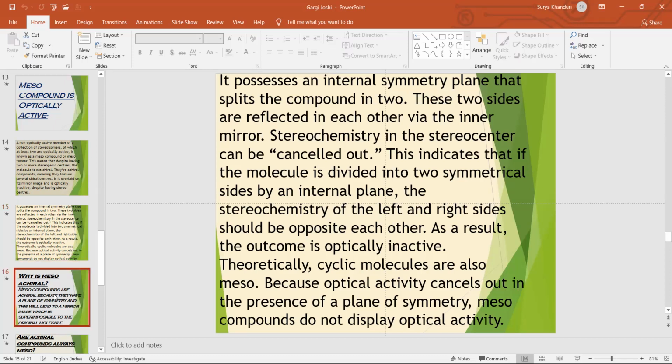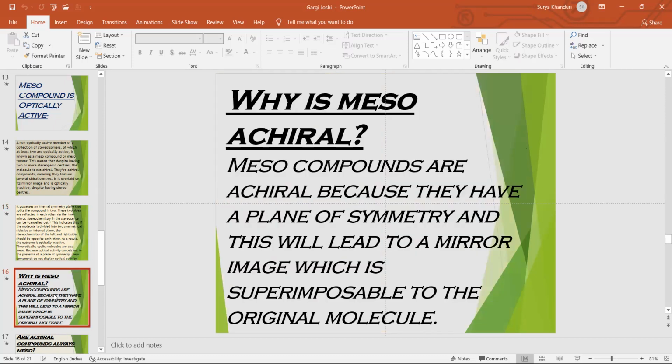Some questions related to meso compounds are: Why is meso achiral? Meso compounds are achiral because they have a plane of symmetry, and this will lead to a mirror image which is superimposable on the original molecule.